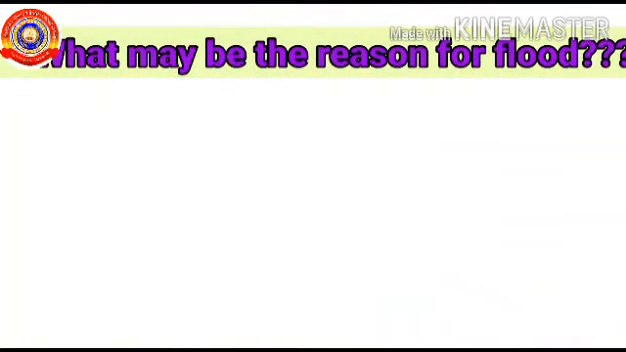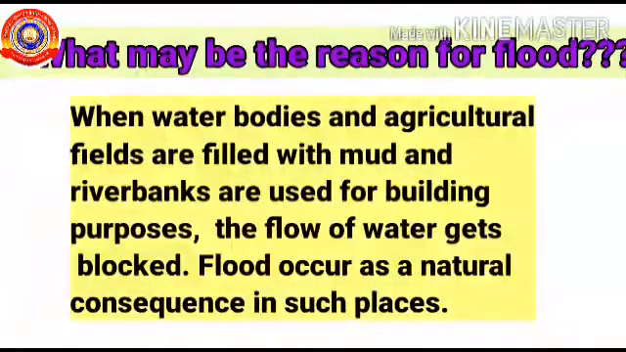What may be the reason for flood? First reason is heavy rain. But when water bodies and agricultural fields are filled with mud and river banks are used for building purposes, the flow of water gets blocked. Flood occurs as a natural consequence in such places. Deaths by drowning are common in the rainy season, mostly caused by waterlogged areas.